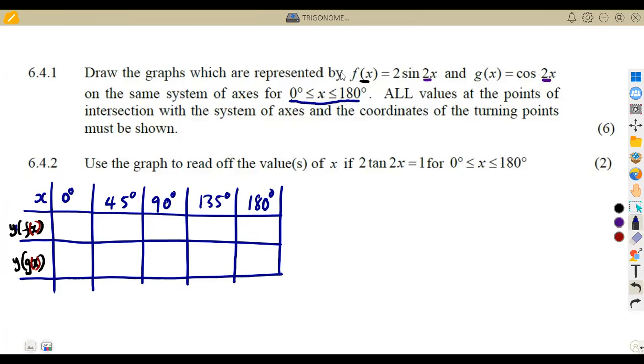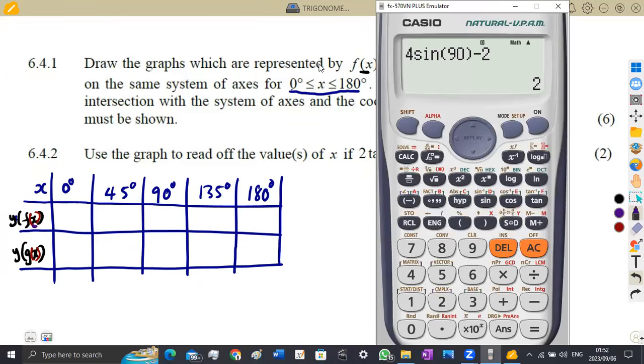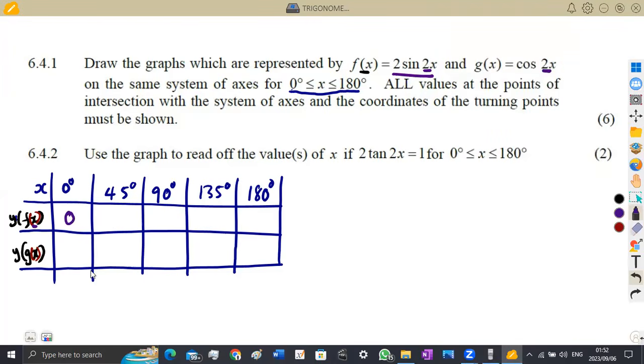On our calculator, we are going to start with the graph of what? f(x). So this is 2 sine 2x. On your calculator, everything is supposed to be clearly indicated. So we've got 2 sine, 2 times 2x, with the value of x being 0, 45, and so on. The first value of x is 0. We close the bracket now, so that is going to be a 0. So here we are going to have a 0.